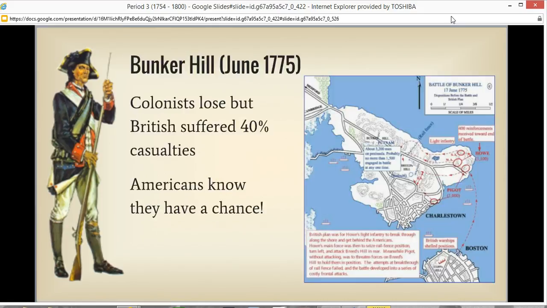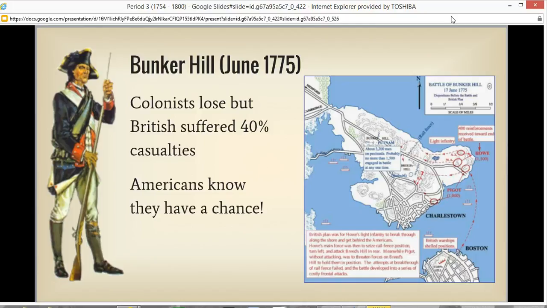A major battle takes place at Bunker Hill in 1775. And while the colonists lose this battle, it is significant because the British suffer an enormous loss. They suffer about 40% casualties, right? And so Great Britain thought this was going to be a really simple war. Surely the colonists don't stand a chance against them.